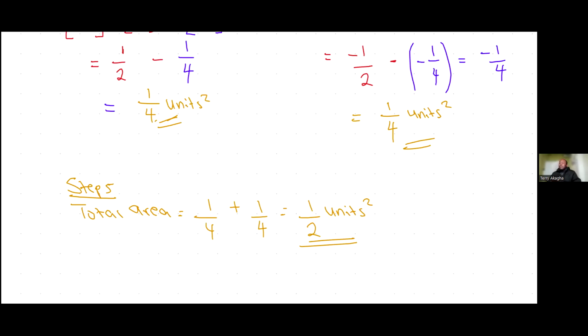So we're going to talk about the area between two curves, and then we'll move on from there to see how we find the equation of a curve from its derivatives.